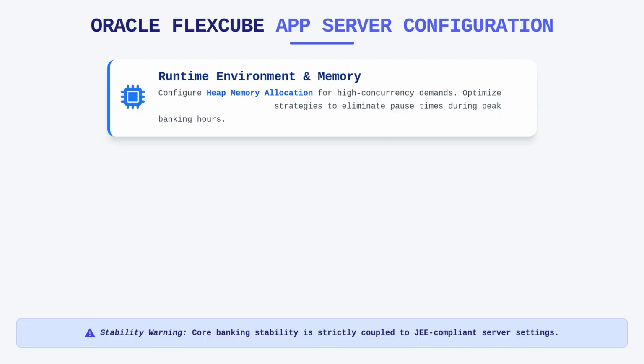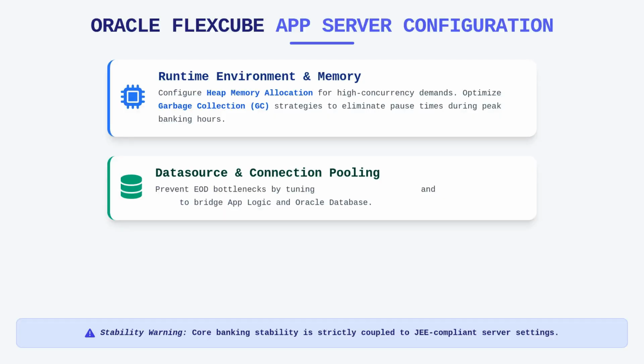It is not merely about increasing memory, but rather about tuning the garbage collection strategy to minimize pause times during peak hours. Furthermore, the data source connections managed by the application server act as the bridge between the application logic and the Oracle database.